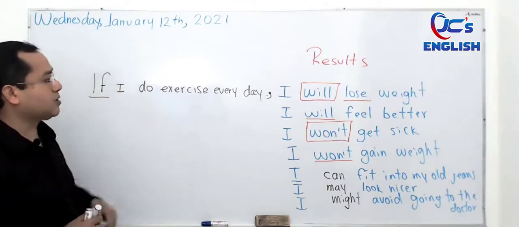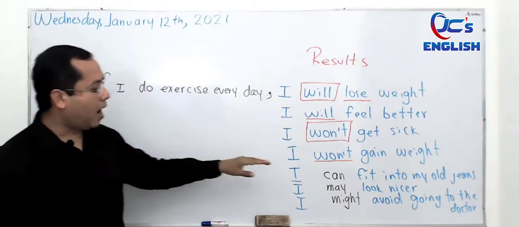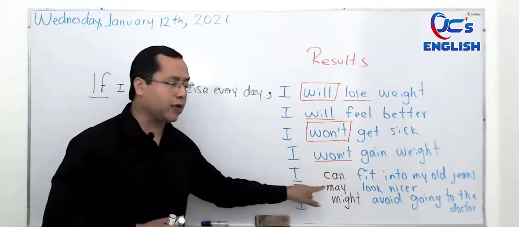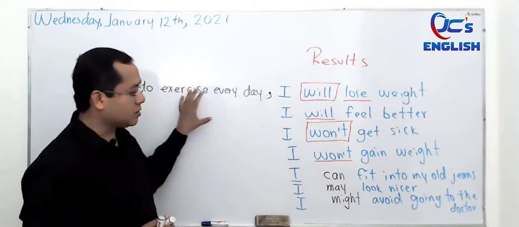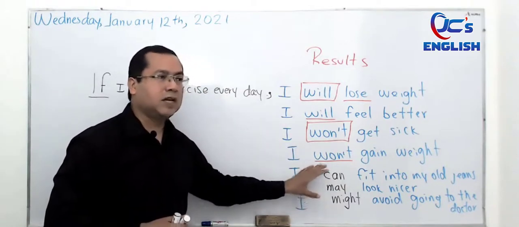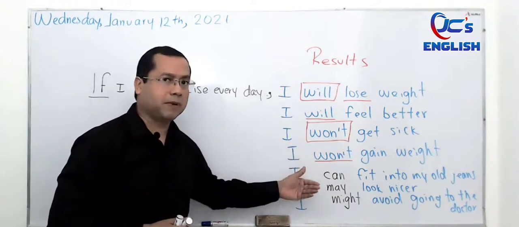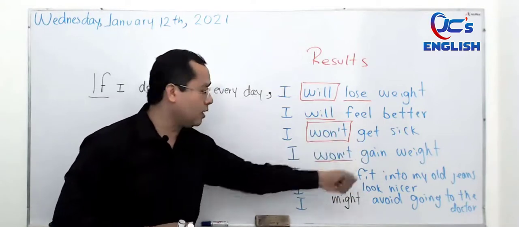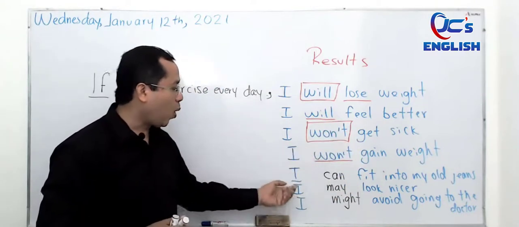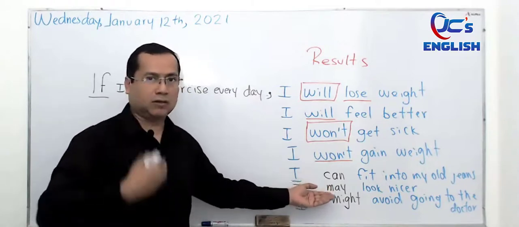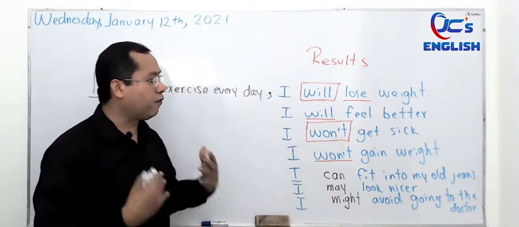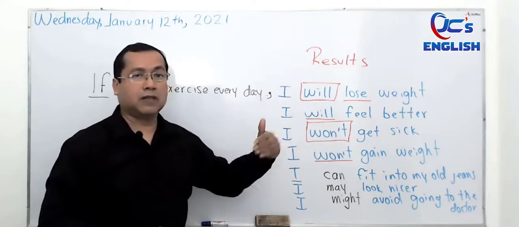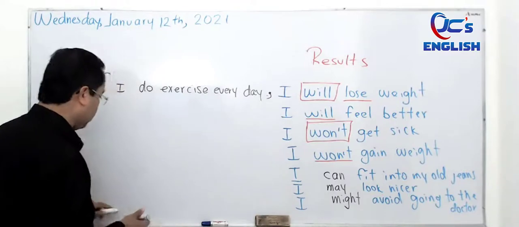If I do exercise every day, I can fit into my old jeans. These three words are also words that we can use with conditionals, right? And this suggests certain probability or possibility of happening. What's going to happen? What's coming after. So I can fit into my old jeans, or I may look nicer physically, or I might avoid going to the doctor in the long run, in the future. So these are the things that we need to do.